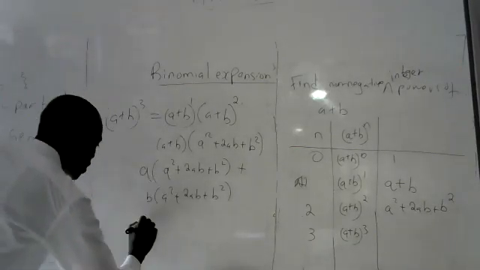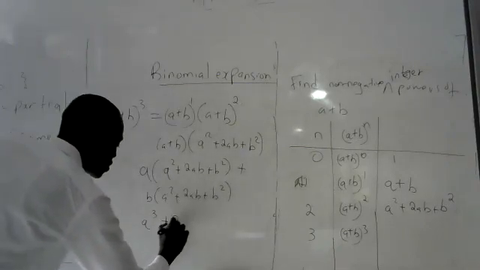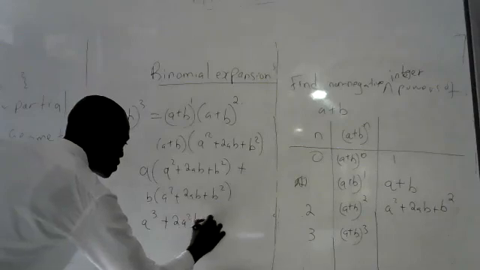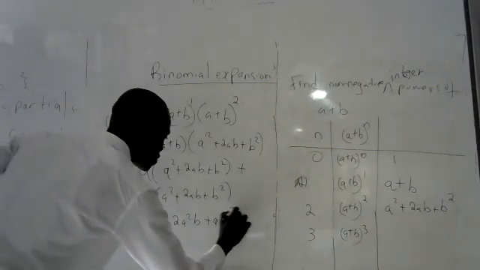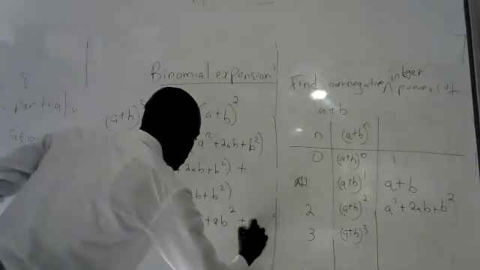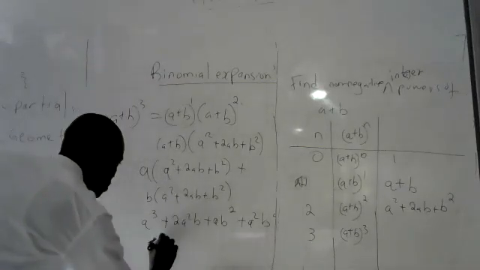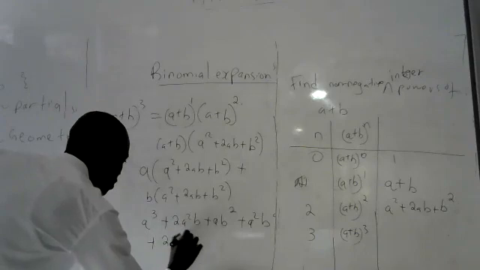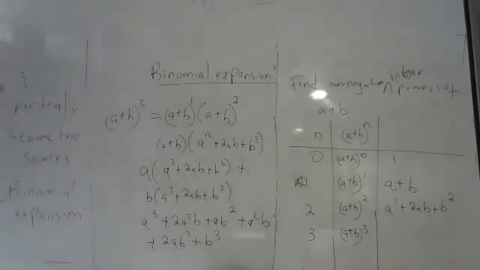So a times a squared is simply a cubed. A times 2ab is 2a squared b. A times b squared is ab squared. B times a squared, plus b times 2ab is 2ab squared. B times b squared is b cubed.